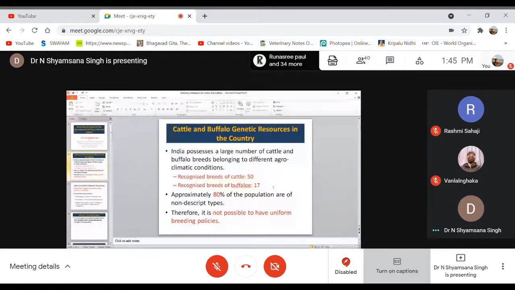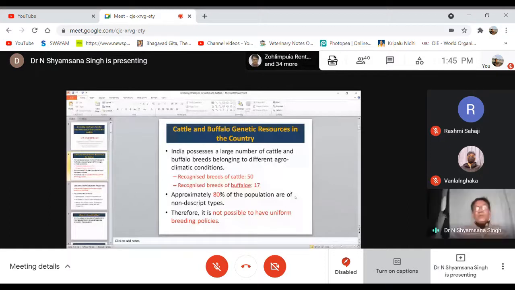However, only 20% we have evaluated or characterized, but the remaining 80% are still considered as nondescript types. That means many more cattle breeds will be there in the days to come, in the future. People are doing this characterization at the phenotypic level as well as at the molecular level. So these different types of recognized cattle breeds as well as nondescript cattle belong to different agroclimatic conditions. So we cannot have a similar type of breeding plan for these different breeds.